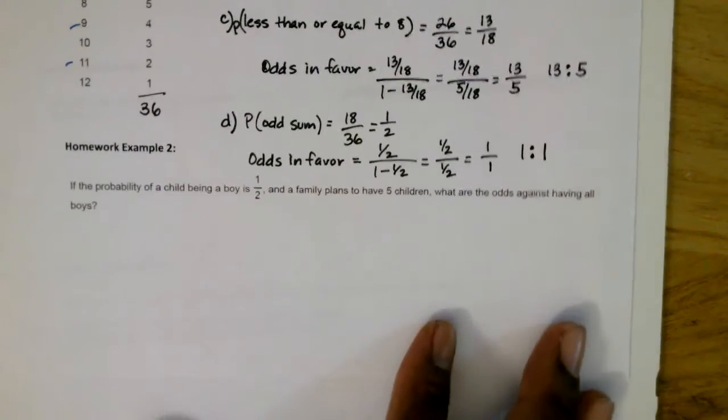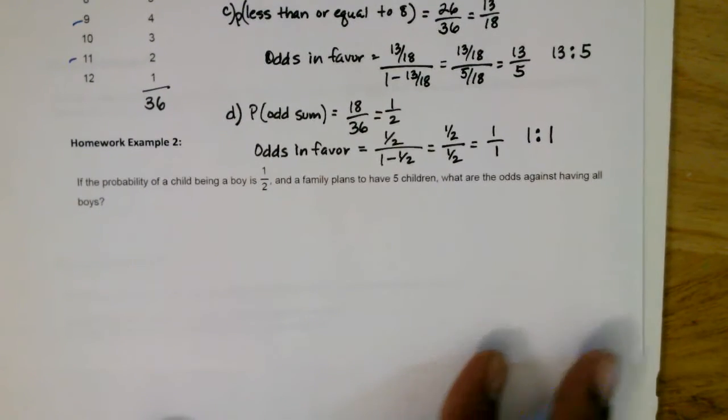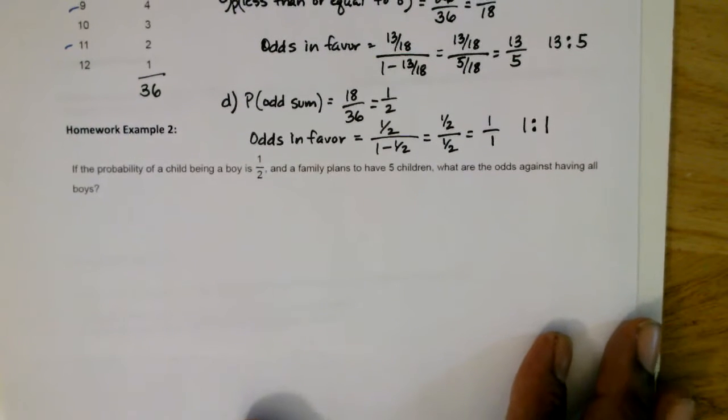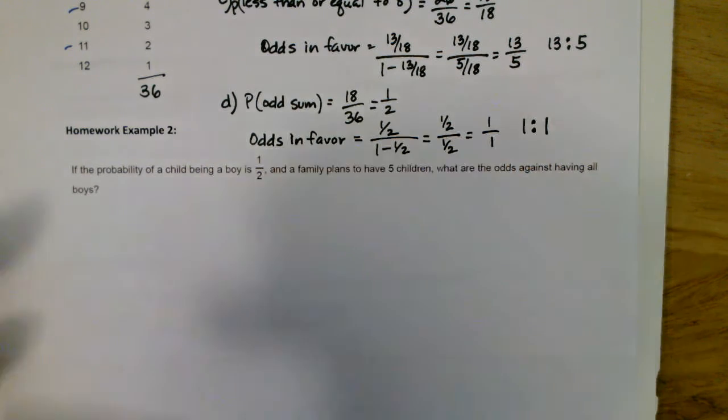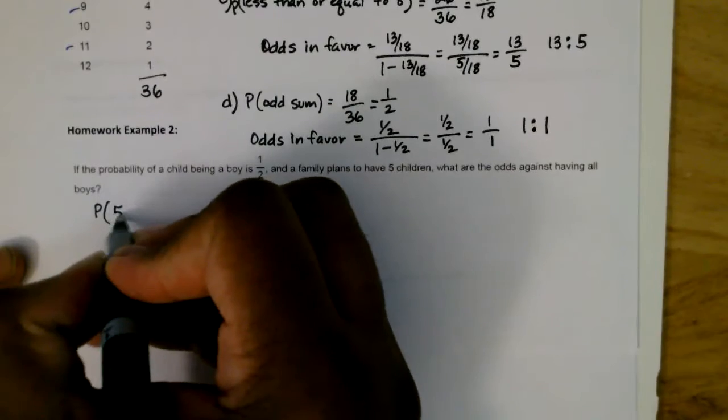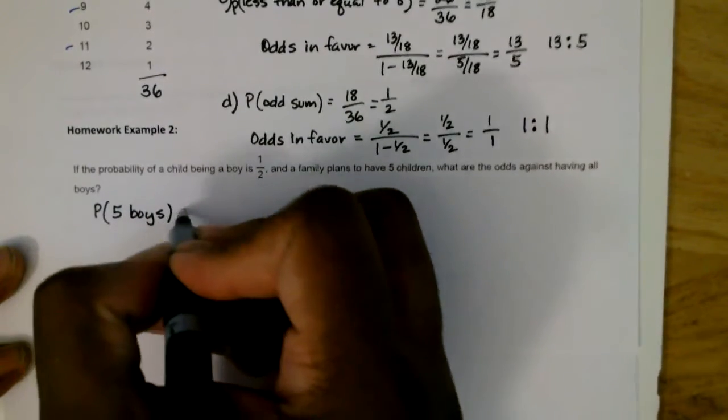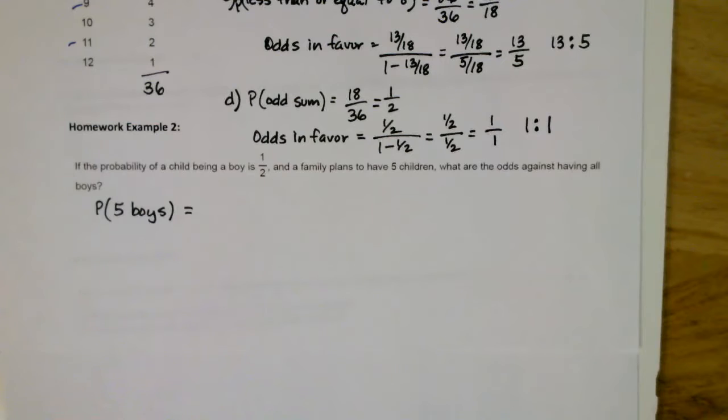Okay, now let's look at this next example. If the probability of a child being a boy is 1/2 and a family plans to have 5 children, what are the odds against having all boys? Okay, let's first find the probability of having 5 boys. Now, in this case here, the births are going to be independent, meaning the birth of one child will have no bearing on what the birth of the other children would be.